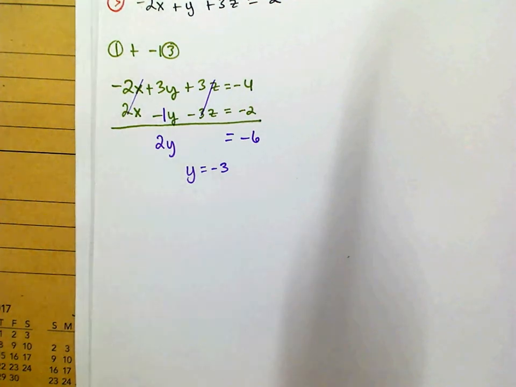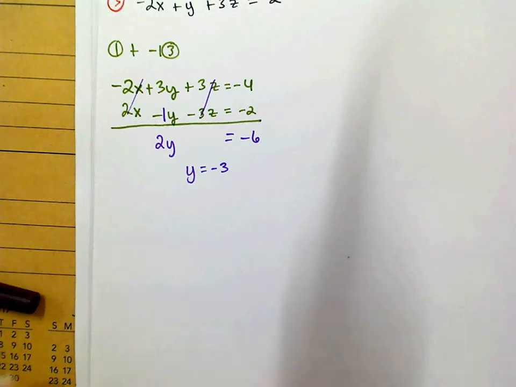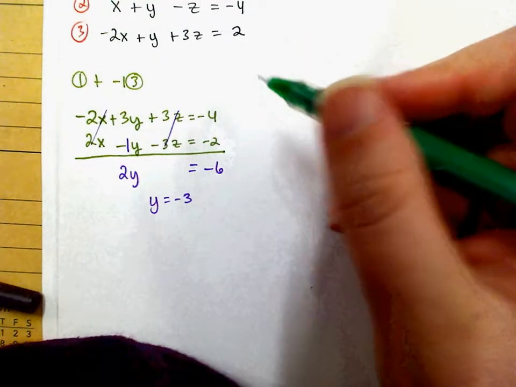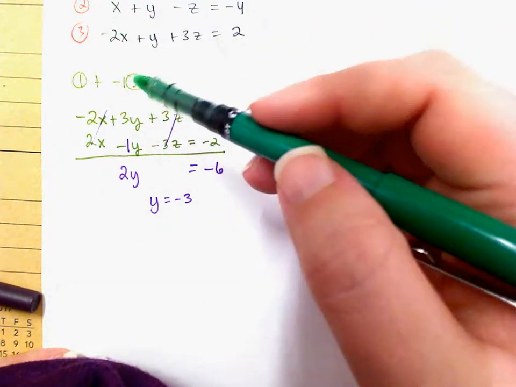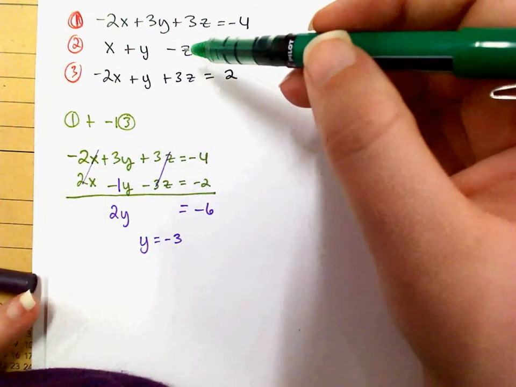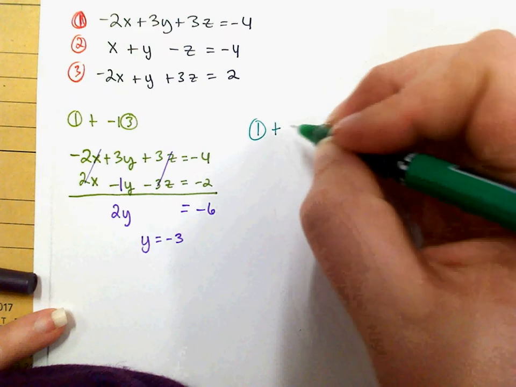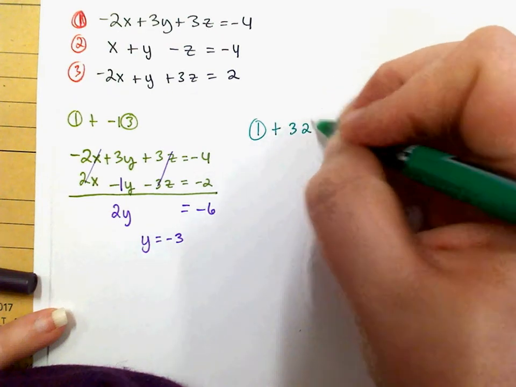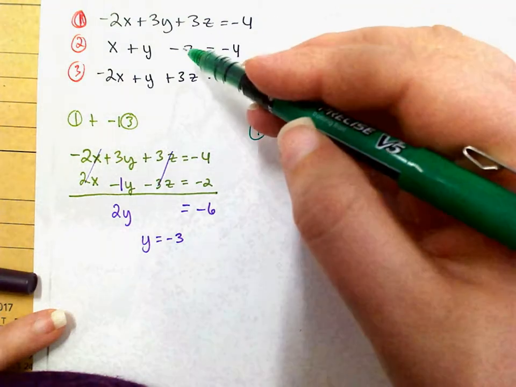But I'm going to go ahead and go with z's again. So I'm going to pick row 1 and row 2. As long as I don't pick 1 and 3 again, I'm good. So I'm going to pick row 1 and row 2, but I'm going to multiply row 2 by 3. So row 1 plus 3 times row 2, which makes that a negative 3.